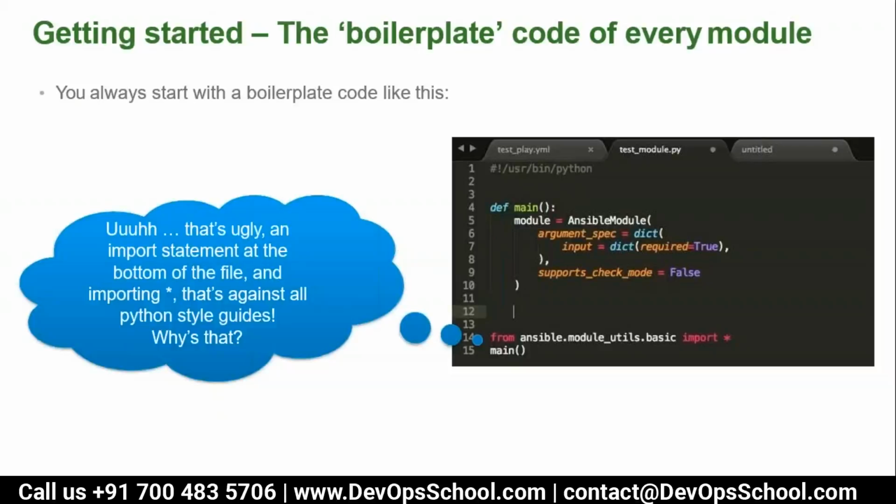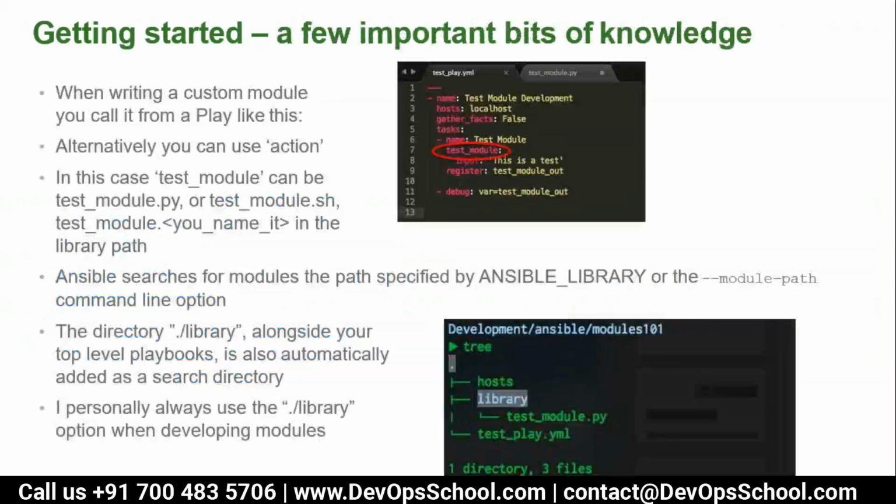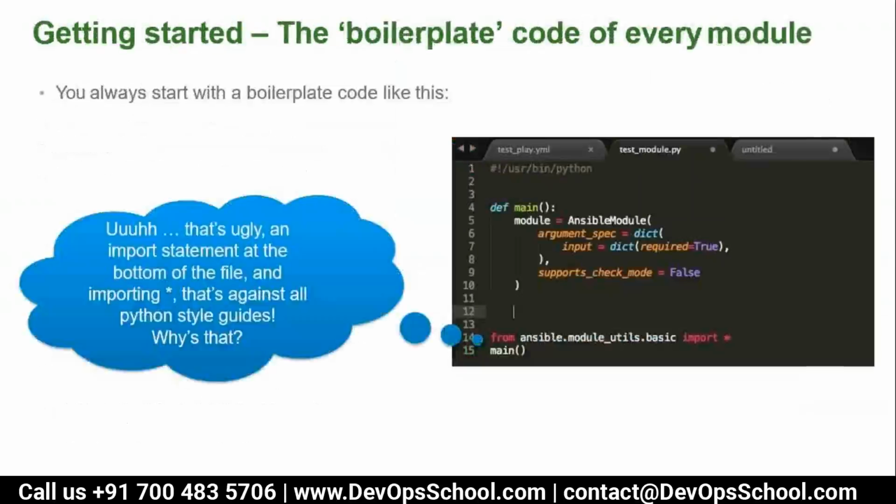So here, if you look, this is one of the small programs, the skeleton of a module. In this file image, there is one library directory, and underneath you have a test_module.py file. I'm talking about this file skeleton. More or less, if you find any module written in Python, you will see this skeleton.